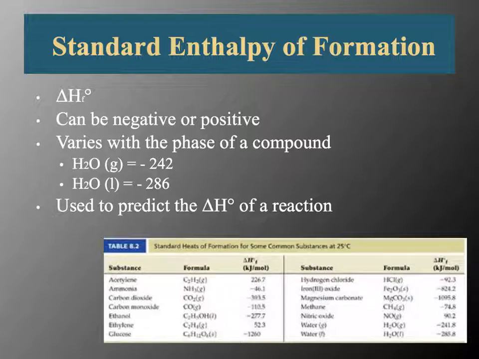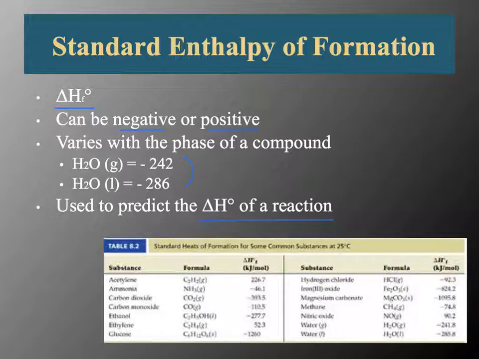So the standard enthalpy of formation, which is abbreviated delta H subscript f, gives you the value for any substance that has been formed from its elements, and it can be negative or positive depending upon what the substance is, because even making any compound can be an exothermic or endothermic reaction. It also varies with the phase of the compound. So I have two examples here, water vapor, water in the gaseous state, compared to water in the liquid state. You can see that the values for the standard enthalpy of formation are different. And we use these values to predict the change in enthalpy of a reaction.